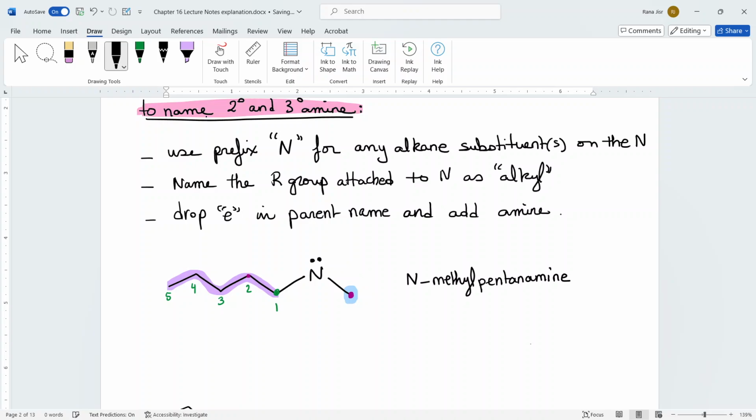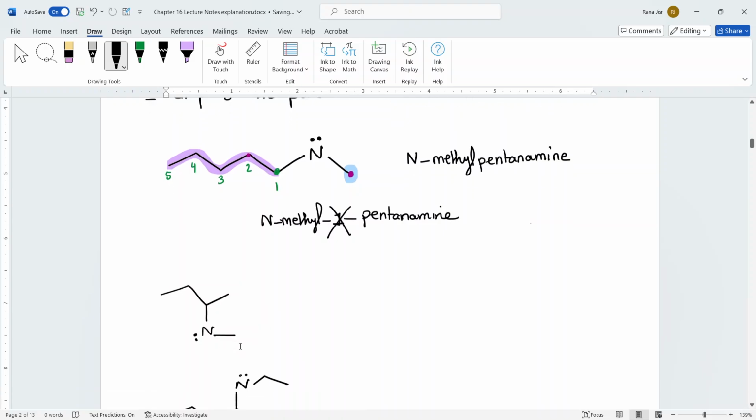Notice that I did not say 1-pentanamine. I dropped the 1, because I don't need to put 1 when the nitrogen is on carbon number 1 of the longest carbon chain. Okay, let's have another example.